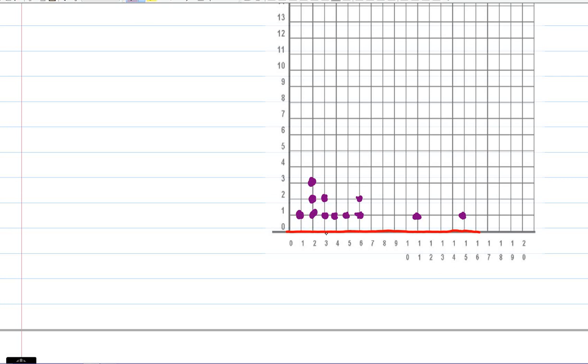3 feet in from the end, we put 2 bricks. 4 feet, we put 1. 5, 1. At 6, we put 2. And we don't put anything at 7, 8, 9, or 10 feet in, but we put 1 brick at 11 and 1 over here at 15.